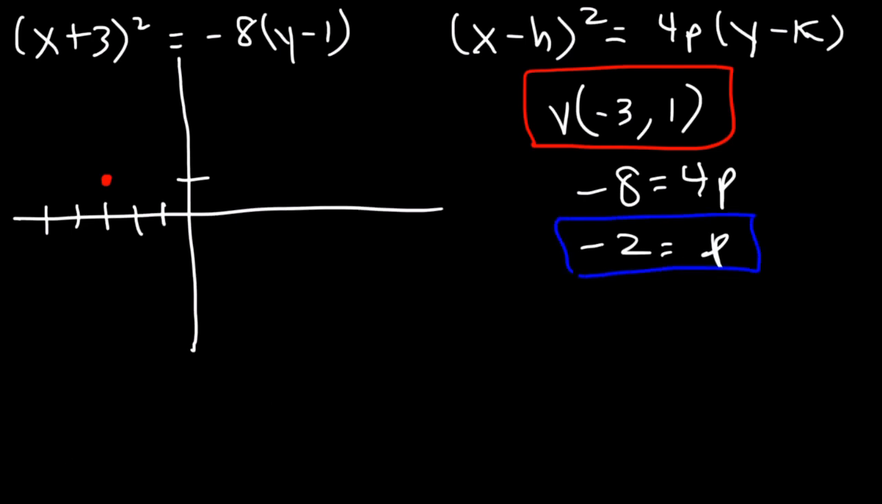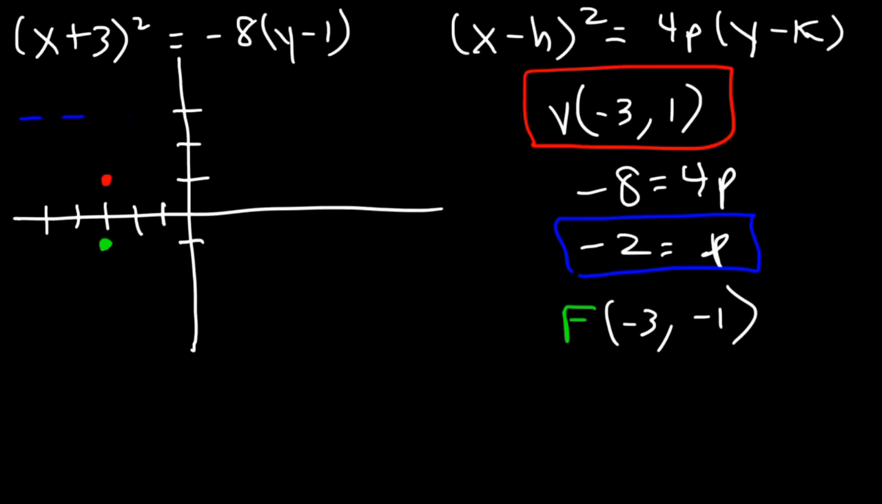Now, we said that the graph is going to open down because we have an x squared. Whenever y equals x squared, it's either up or down. Y equals -x squared, it opens down. Positive x squared will open up. So let's travel 2 units down, and this will give us the focus. So the focus is going to be -3, and then 1 minus 2 is -1. So it's -3, -1.